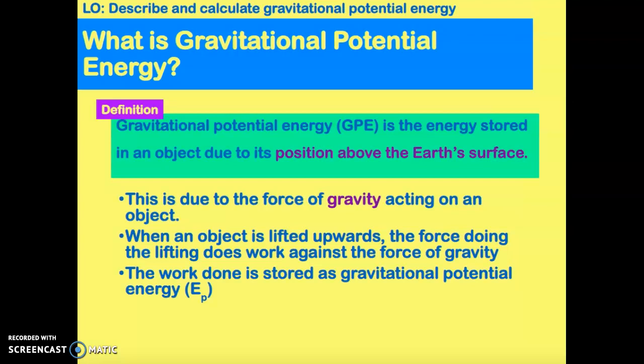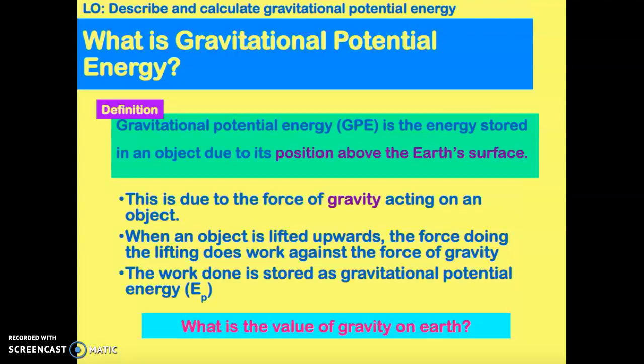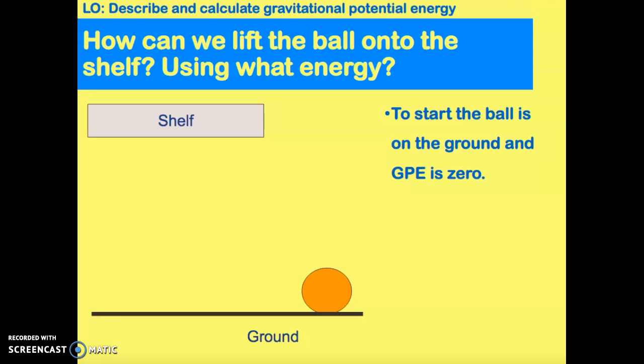Alright, so hopefully you've written that down now, and I want you to think about this question. What is the value of gravity on Earth? You might have come across it when you were in year 7, 8 or 9. You would have talked about it a little bit and learned what gravity is, but what is the actual value? What number do we assign to that? Hopefully most of you knew that we assign the number 10, so it's 10 newtons. So how can we actually lift a ball onto a shelf, and what kind of energy do we use?